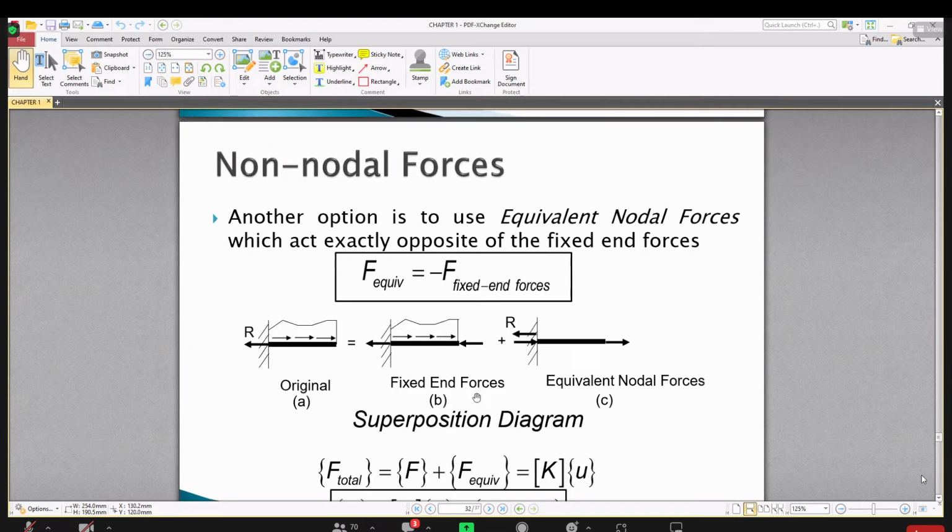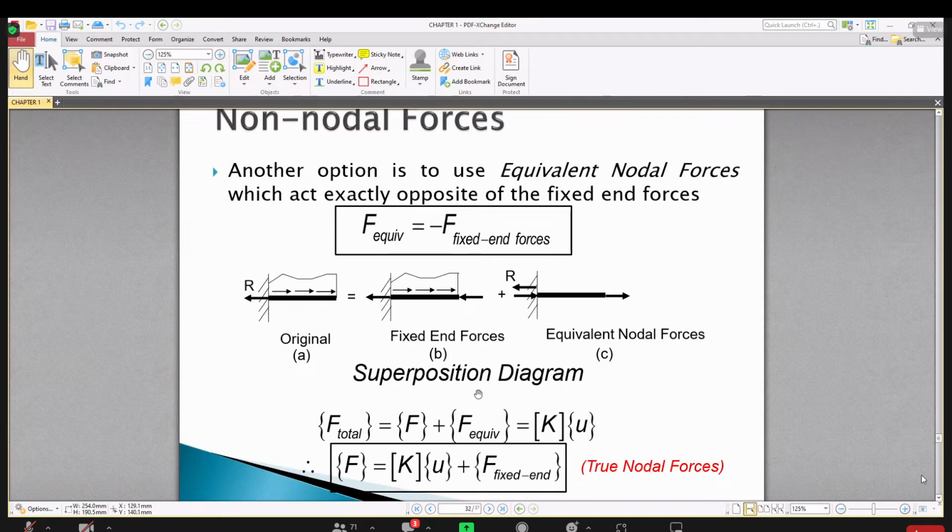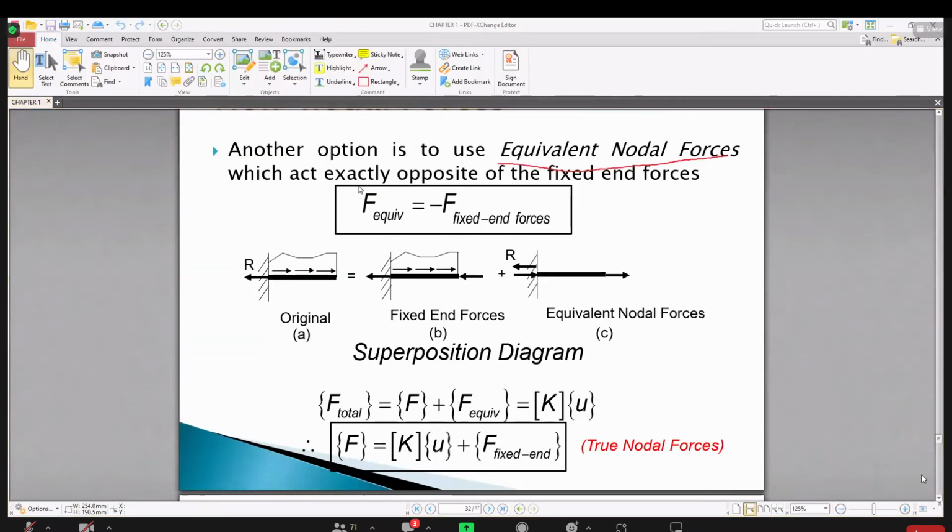Now, ay mas systematic, no, pag-approach or pag-solve aning mga non-nodal forces. No? So one option here is to use this equivalent nodal forces. Now, which act exactly opposite the fixed end forces. So, kaning equivalent nodal force na to equal siya sa fixed end forces. The difference here is this one acts opposite, okay, in direction to this fixed end forces. So, it should be negative.